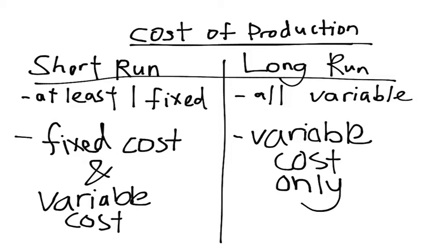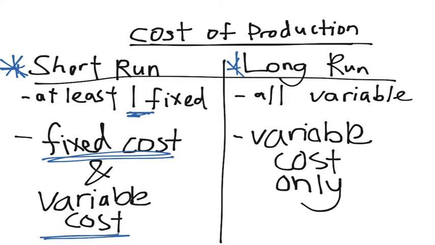Remember, in the short run, at least one of the factors is fixed, and in the long run, all the variables are variable. So what this means in cost of production is, in the short run, because at least one factor is fixed, there's a fixed cost and there's a variable cost. And in the long run, because all the variables can be varied, there's no fixed cost, only variable costs.